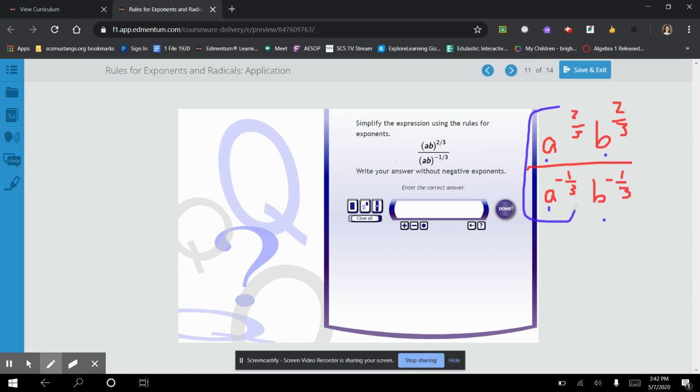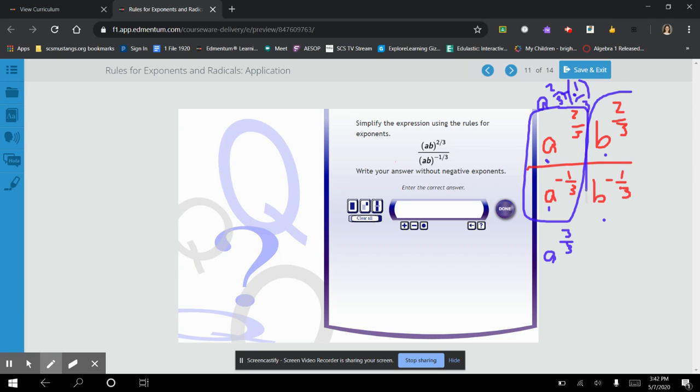So if I look to simplify right here, I've got a divided by a. I've got 2 of the same bases, so we're still going to subtract those exponents. So I'm going to have a to the 2/3 minus a negative 1/3. 2/3 minus a negative is the same thing as plus.